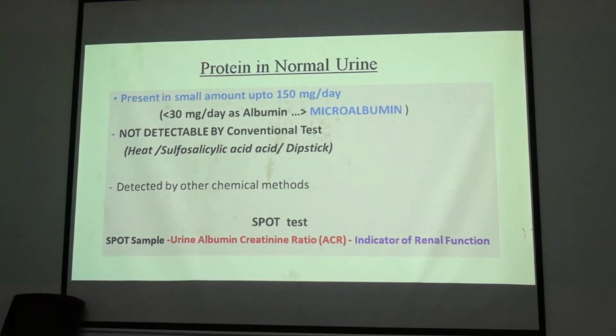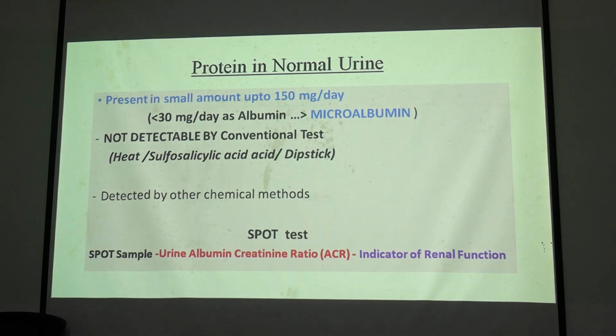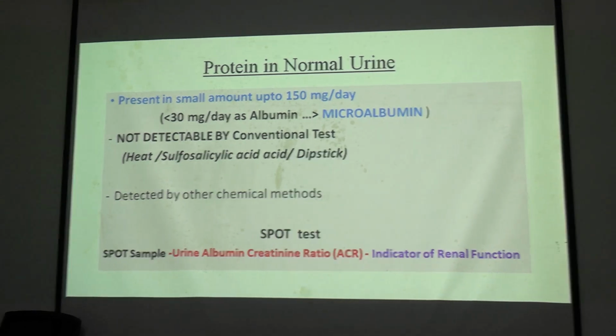So protein in normal urine. This question is asked: is protein present in normal urine? The answer is yes. It is present in normal urine, but the maximum is 150 milligrams. It is not detectable by the normal detection method. It is present but not detectable.